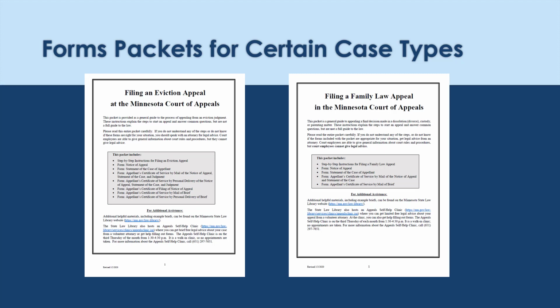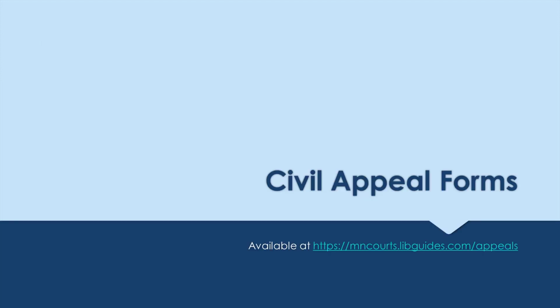The court publishes packets of forms for certain types of civil appeals. If you are appealing an eviction or a family law case, you should use the packets for those case types because they have detailed instructions and some answers on the forms are already filled in for you. For other types of civil appeals, the forms are available individually. You can find these forms on our appeals guide or on the Clerk of Appellate Court's website.